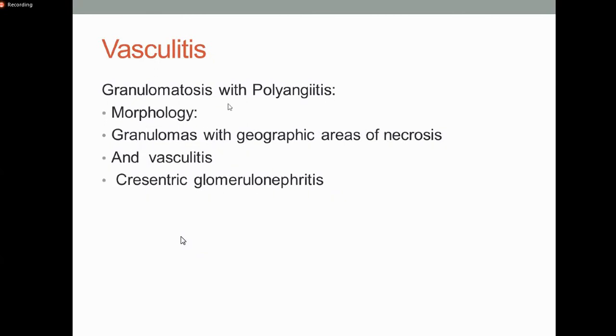Now, what's the morphology of granulomatosis with polyangiitis? Granulomas with geographical areas of necrosis. Geographical means like, as we see in a map, like islands, big islands type, with central necrosis and peripheral palisading of histiocytes, plus vasculitis and crescentic GN. Crescentic GN means crescentic glomerulonephritis.